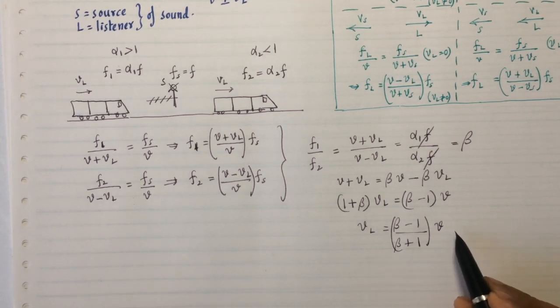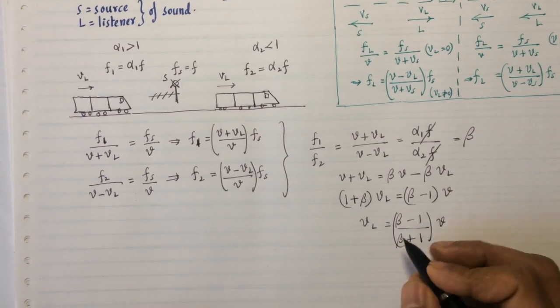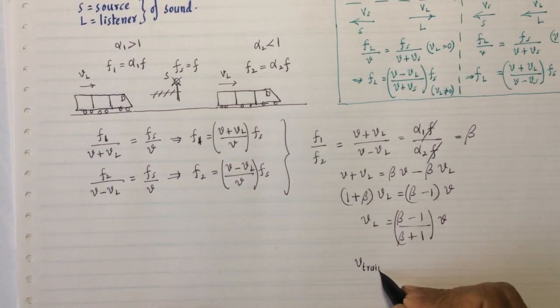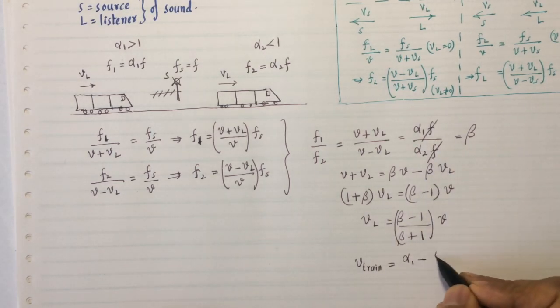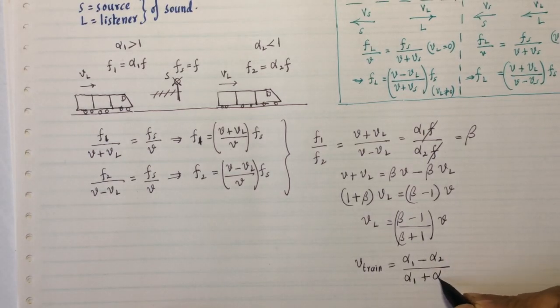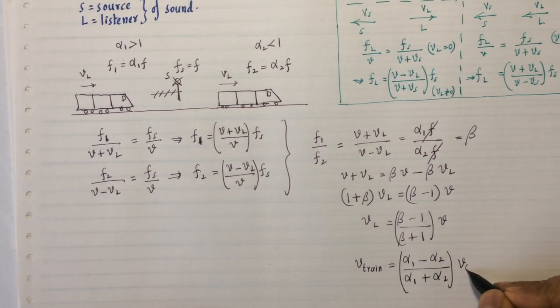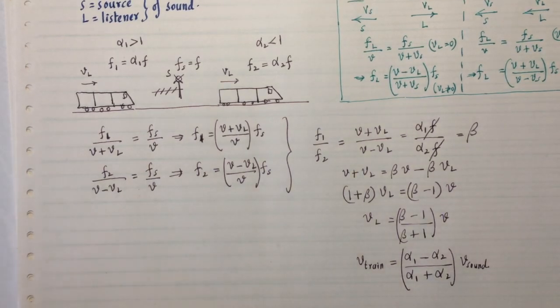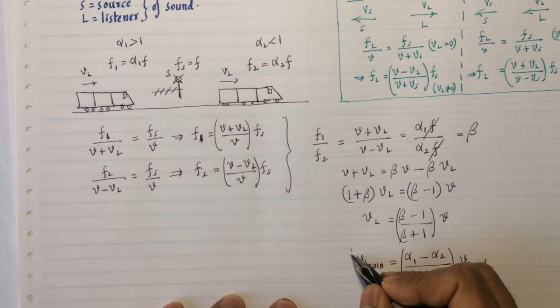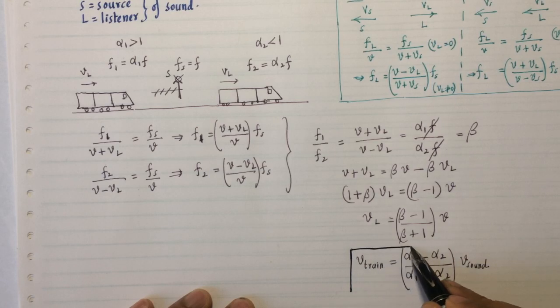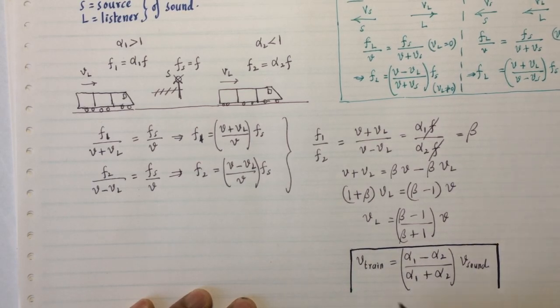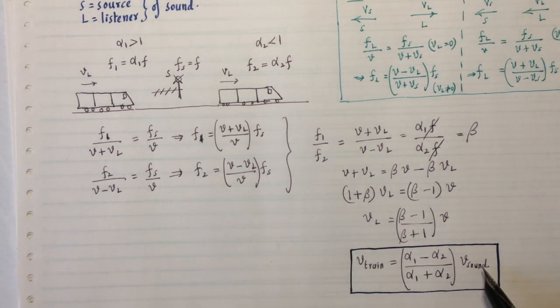So if it's 343 meters per second, you actually have a formula for the speed of your train. So V train, let me put what beta is. Beta was alpha 1 over alpha 2. So that will be alpha 1 minus alpha 2 divided by alpha 1 plus alpha 2 times the speed of sound. So that's a really neat way to find the speed of your train. Or if you know the speed of the train, you can actually use this to find the speed of sound. I didn't realize this was also a good way to find the speed of sound. You can absolutely turn it around and solve for the speed of sound in terms of the speed of the train, or you can just find the speed of your train.